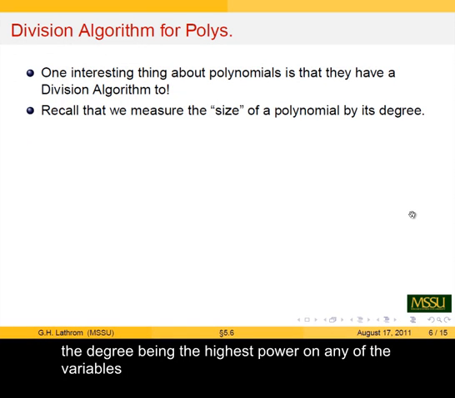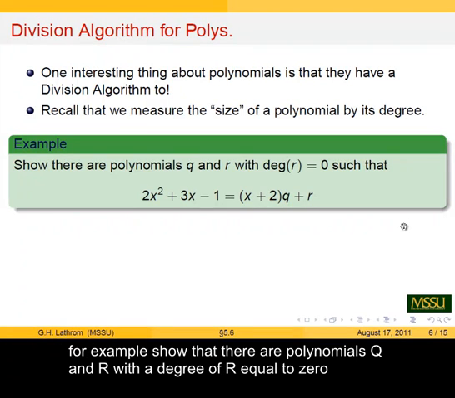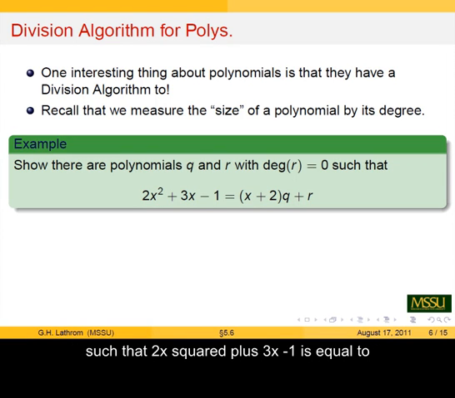So for example, show that there are polynomials q and r with the degree of r equal to 0 such that 2x squared plus 3x minus 1 is equal to x plus 2 times q plus r.